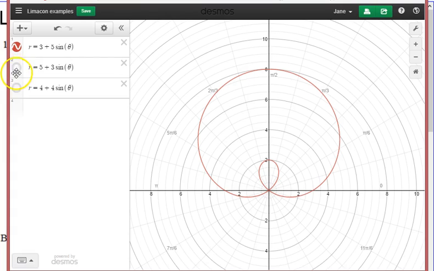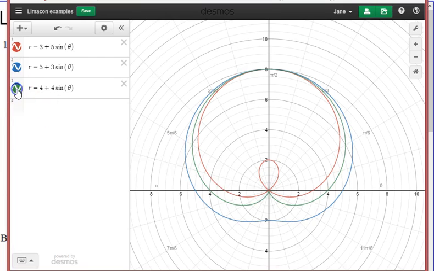Now I'm going to add this one right here. This is the blue graph. Notice it still goes up to 8. It goes out to 5 either side here. It goes down to 2, and it does not have a loop.